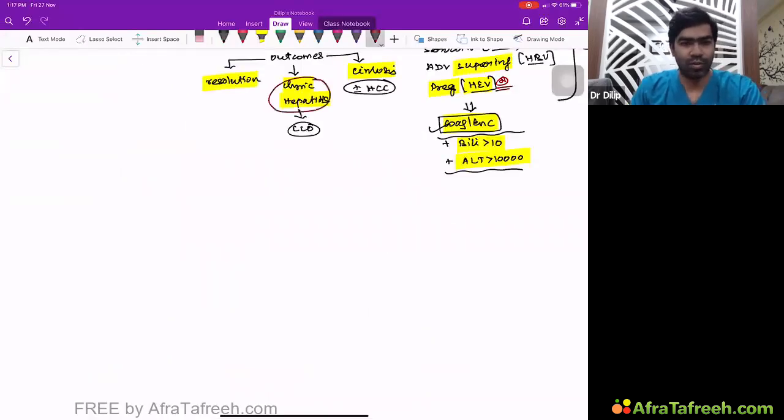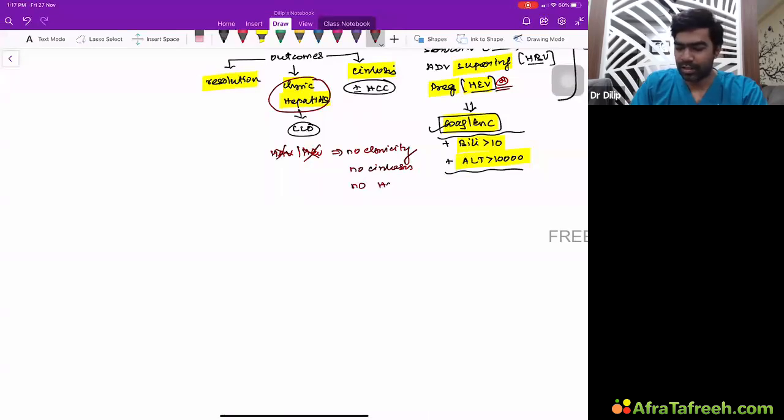So some patients do go for chronic hepatitis. What are the viruses that are associated with chronicity? Please understand, hepatitis A virus and hepatitis E virus are not associated with chronicity. They are not related to chronicity at all. And at the same time, they're not associated with cirrhosis, and they're not associated with hepatocellular cancer. So there is no relationship for hepatitis A virus or hepatitis E virus with chronicity, cirrhosis, or hepatocellular cancer.